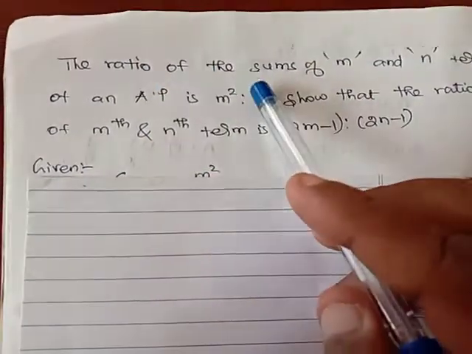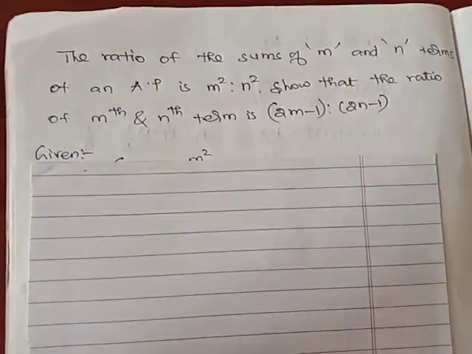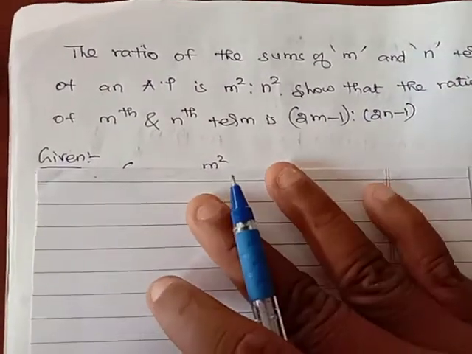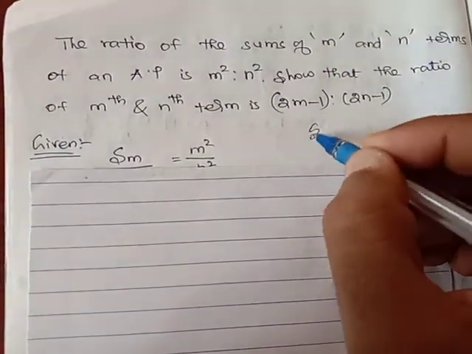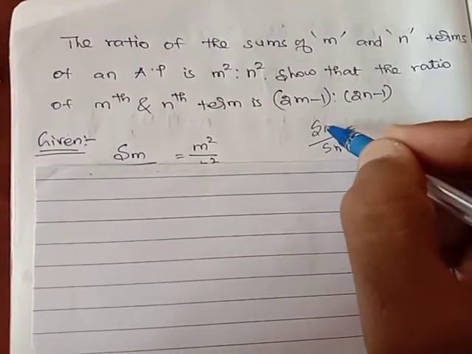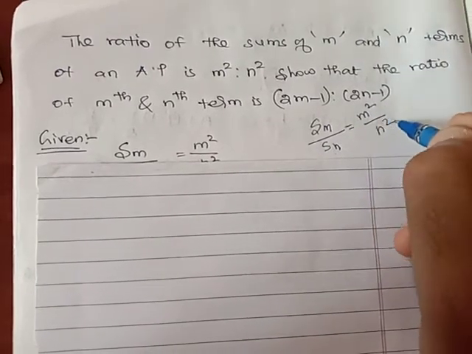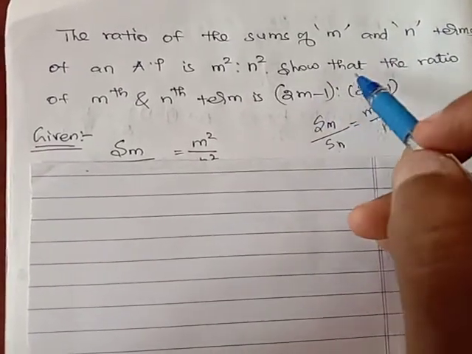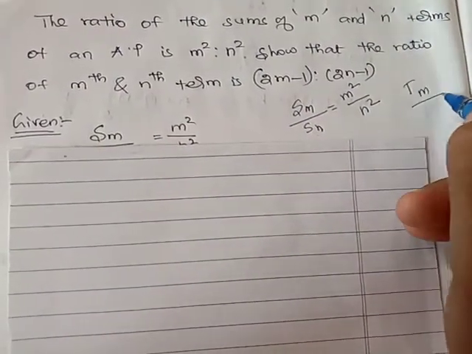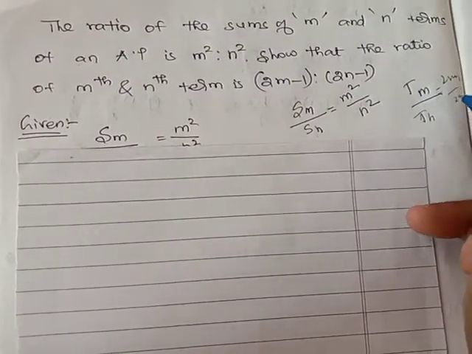It is given that the ratio of the sum of m and n terms of an AP is m square is to n square. We know that a ratio can be written in the form of a fraction. Hence, sum of m terms divided by sum of n terms is given as m square divided by n square. From this we need to find the ratio of the mth term to the nth term, that is Tm divided by Tn, which is equal to 2m minus 1 divided by 2n minus 1.